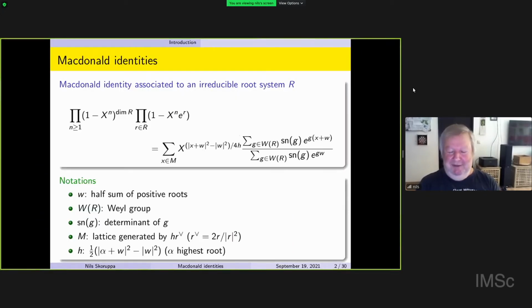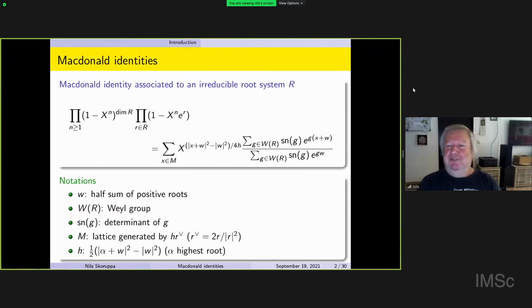As announced, I just want to talk about the Macdonald identities. First of all, before I go on, I will explain what the Macdonald identities are. Many of you will know them. It involves Lie algebra theory, but not so much, so I don't really explain root systems and Lie algebras and the like. You don't really need to know them, I guess. So here are the Macdonald identities.